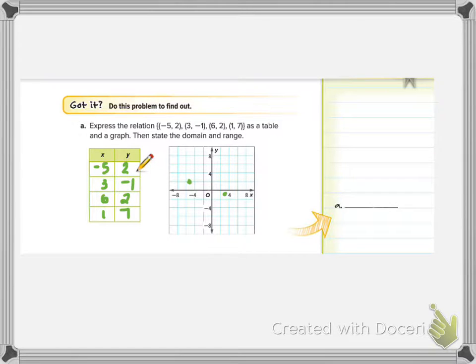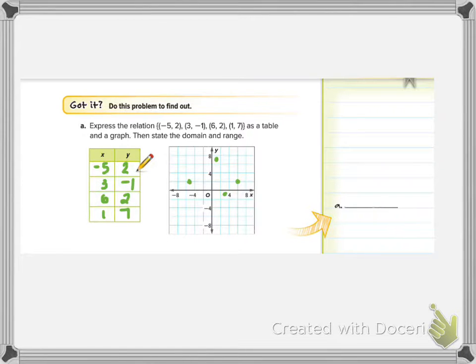And then we have 6, 2, so we're going across 2, 4, 6, and then up 2, and the ordered pair 1, 7, so half a block to the right, and then 2, 4, 6, and half a block up, 7. So hopefully you're able to get those dots in the correct places.